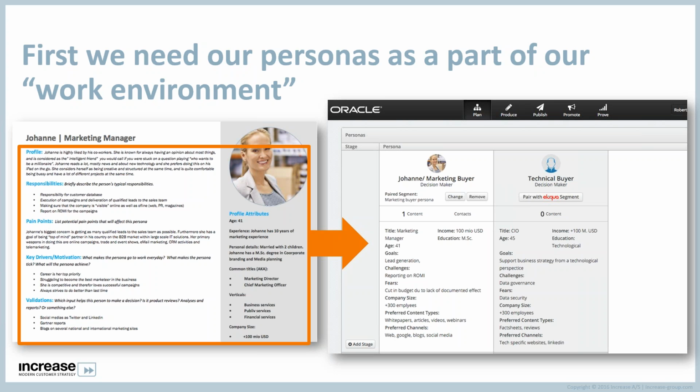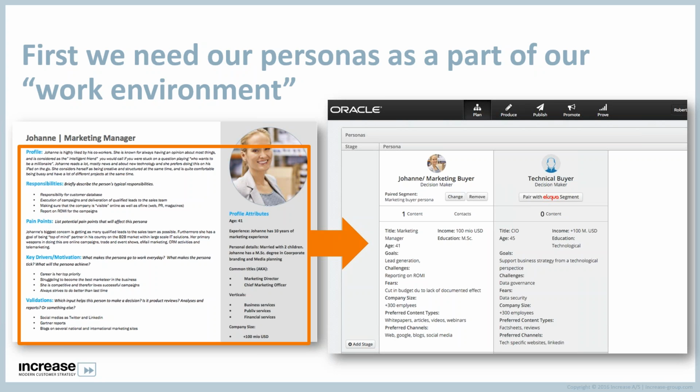Which means that when we move into the produce part of this platform in just a second, you will see that the content creators can now create content to Johanna in a specific stage, thereby managing content with the right messaging and the right elements in a combination of both the buyer's journey, the stages of where Johanna might be in, and Johanna as a persona.